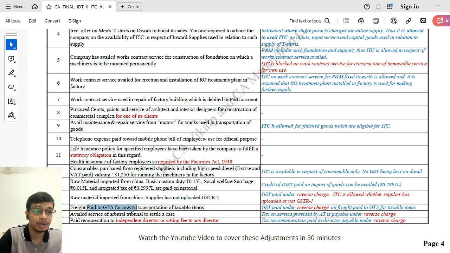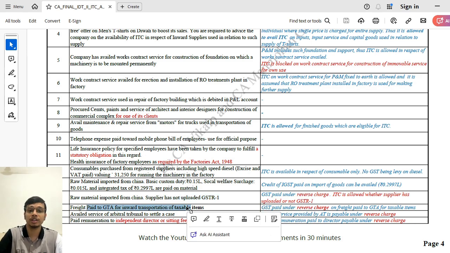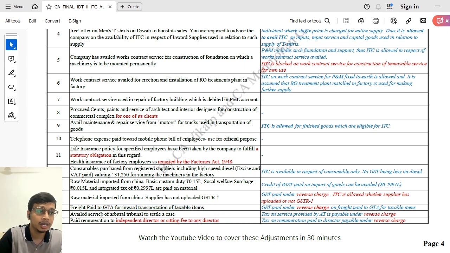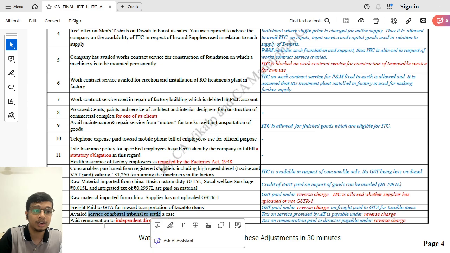Next, freight paid to GTA for inward transportation for taxable items. So in case of payment to GTA for taxable item, we can claim ITC. Next, availed services of arbitral tribunal to settle a case. In case of tribunal services availed, ITC can be claimed in RCM, but RCM पे tax apply होगा.